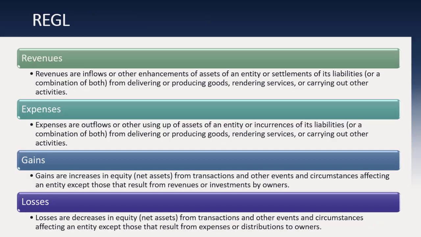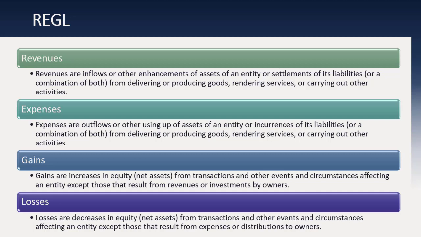So let's talk about revenues. When we're looking at these terms and other activities, we today focus on whether they're ongoing or whether they're central or major. You're going to notice that those have been removed from this. So revenues are inflows or other enhancements of assets of an entity, or settlements of its liabilities, or a combination of both, from delivering or producing goods, rendering services, or carrying out other activities. So we no longer are differentiating by whether something is central or major part of the operations. There's a lot of criticism about trying to make that differentiation. They remove that concept in here.